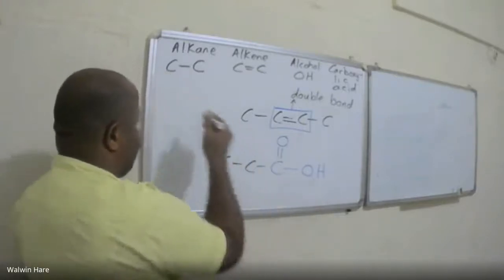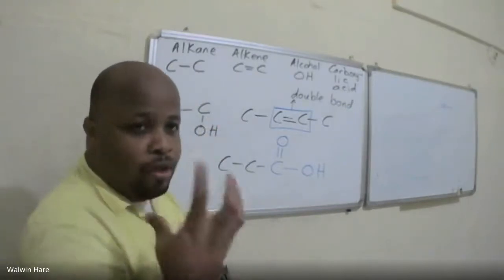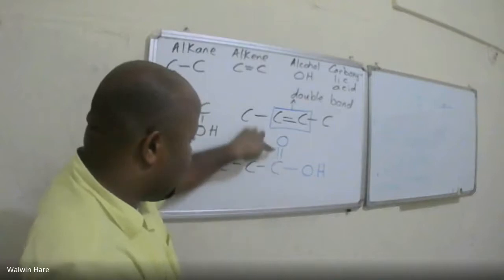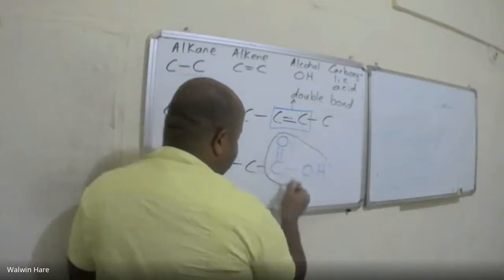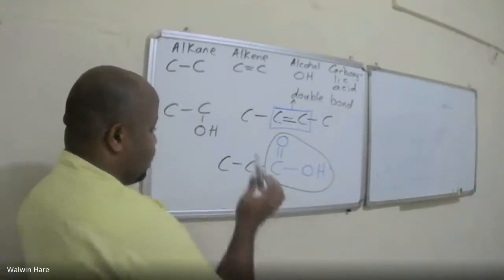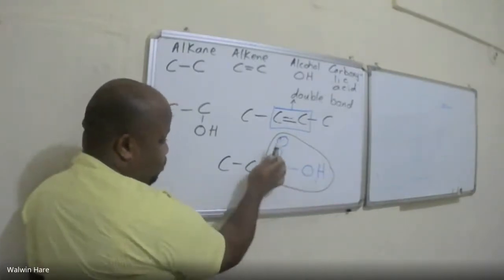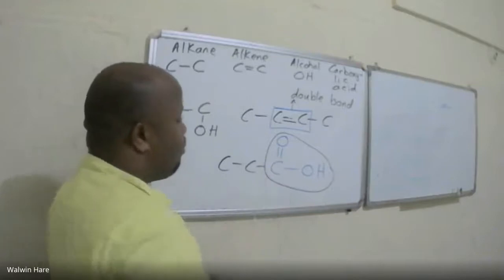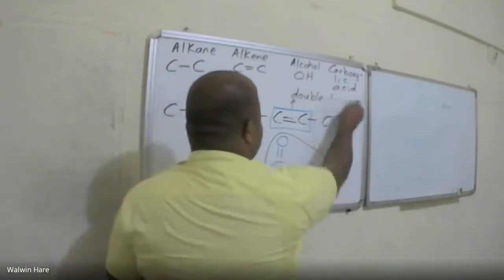Now let me just draw back an alcohol over here. Remember, for the compound to be an alcohol, it must just have an OH group, not an OH and a C double bond O, all right? All of this group here is what makes the compound a carboxylic acid. The carbon at the end is bonded to an OH group and has two bonds to an oxygen atom. So this is the functional group for our carboxylic acid. All right, let me just erase this.